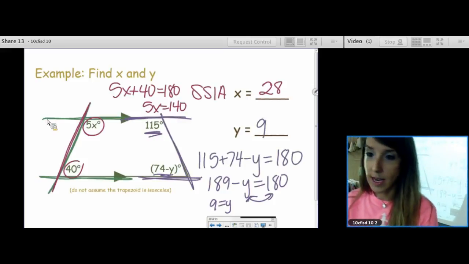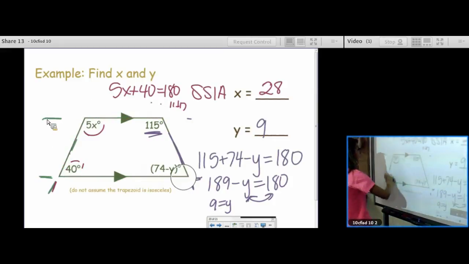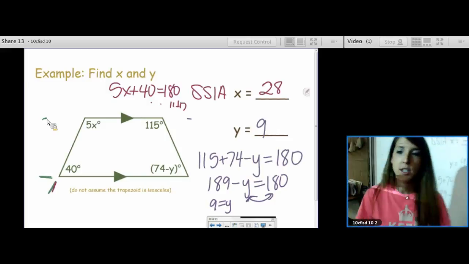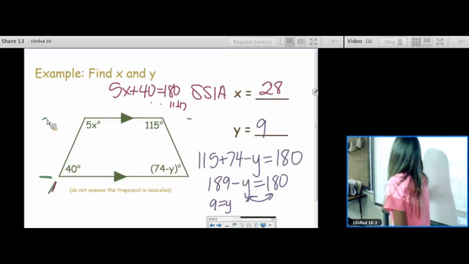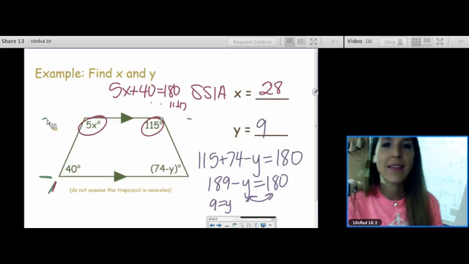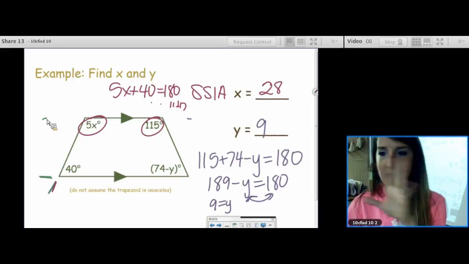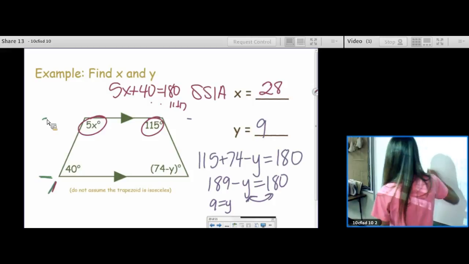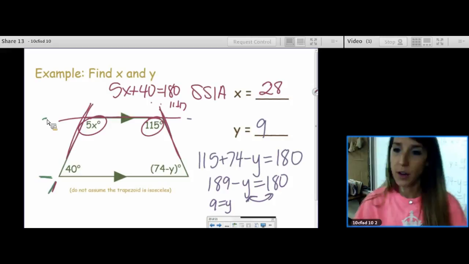I want to give you a warning here, okay? I started this problem and you're like, yeah, I agree with you. But what some students are going to do when they get this problem, they are not going to pay attention and they are going to add these two to equal 180 and they will get it wrong. Why does it not work? Why are 5x and 115 not supplementary? Good. Because all of these theorems only work when you have parallel lines cut by a transversal.